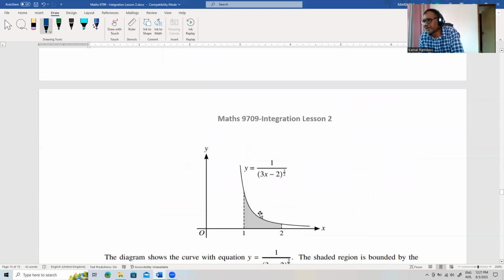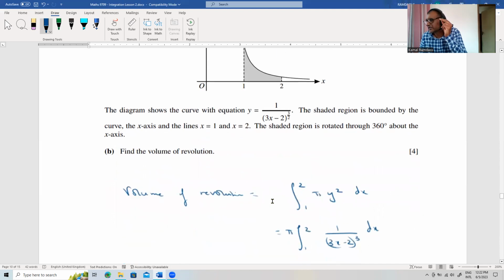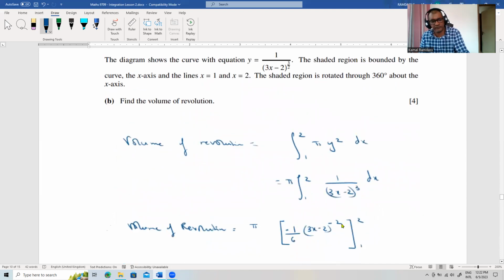The diagram shows, même question, the diagram shows a curve with equation y is equal to 1 over 3x minus 2 to the power of 3 over 2. The shaded region is bounded by the curve, the x-axis, and the lines x is equal to 1 and x is equal to 2. The shaded region is rotated through 360 degrees about the x-axis. Find the volume of revolution. Volume of revolution, c'est intégration between ces deux limites-là, pi y square dx. Et là, il y a un peu de somme, bon.